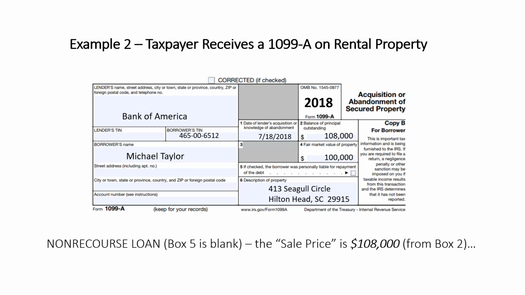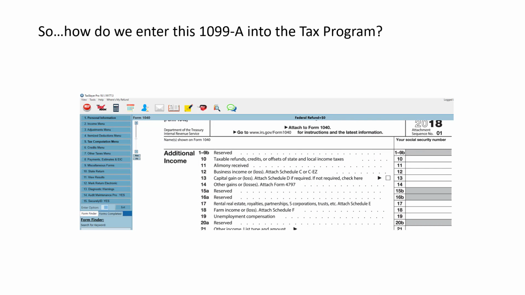This is a non-recourse loan. Box 5 is blank, so the sale price is $108,000 from Box 2. So how do we enter this 1099-A into the TaxSlayer Pro Desktop software?